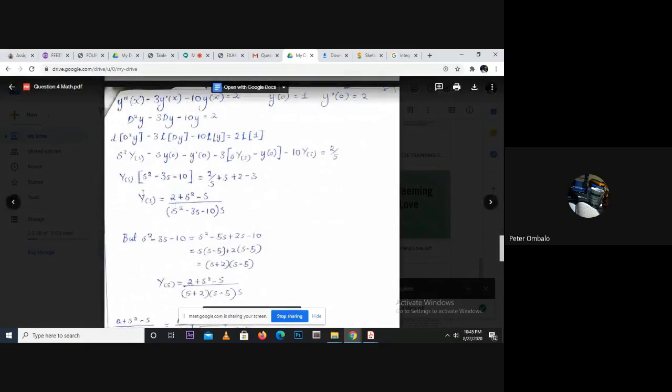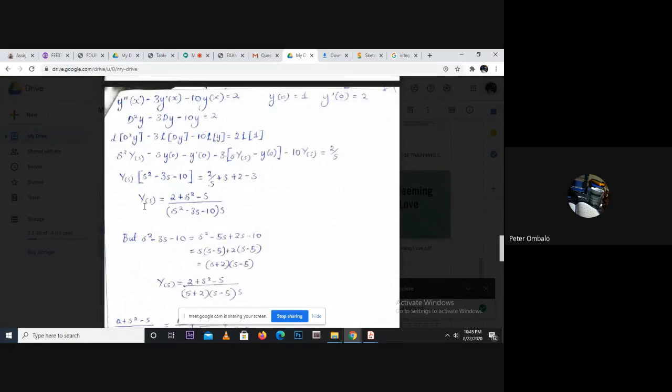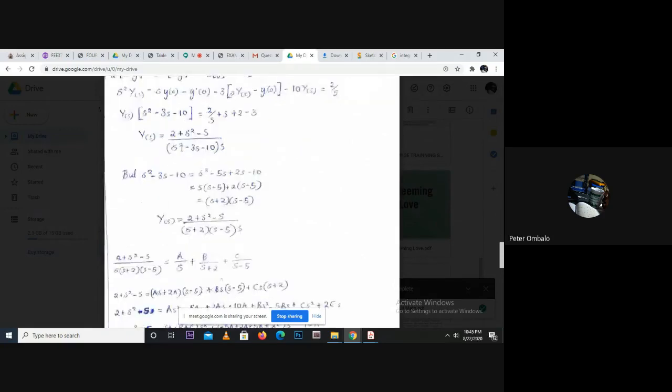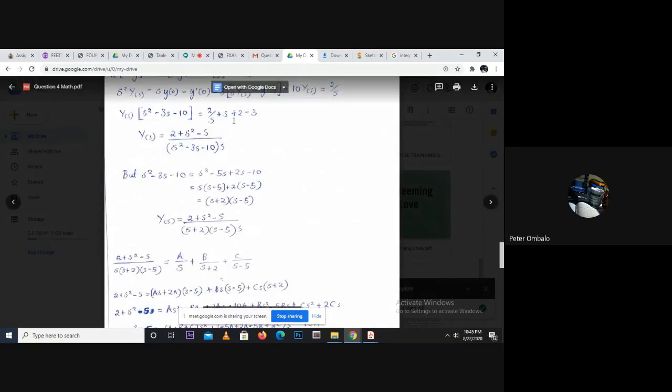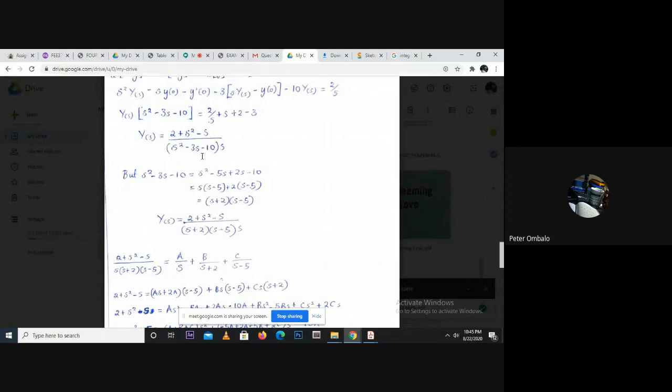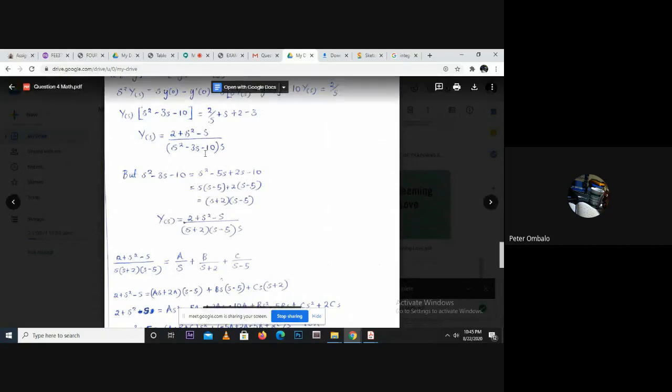So now we have everything expressed in Laplace transform, the Laplace transform of a function y, and we have its equivalent. Once we get to this point, we want to take everything back to the time domain. But we can't do that directly because we can't find this expression in the table of Laplace transforms. So we need to find a way of expressing it so that we can invert it back to time domain.